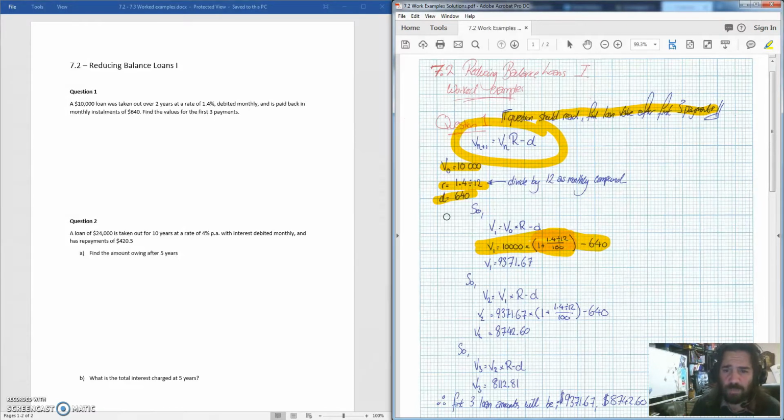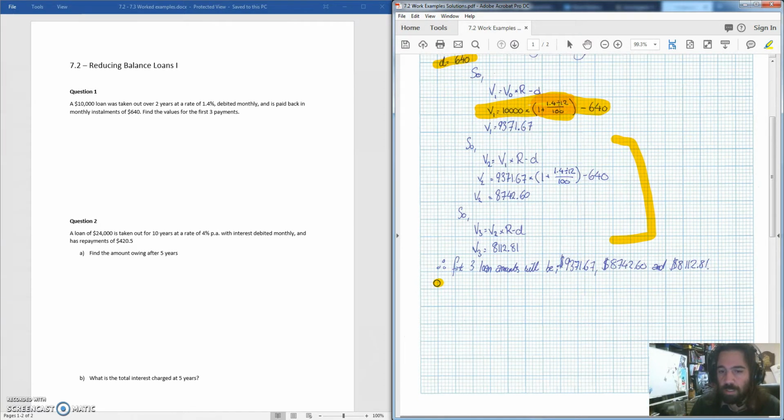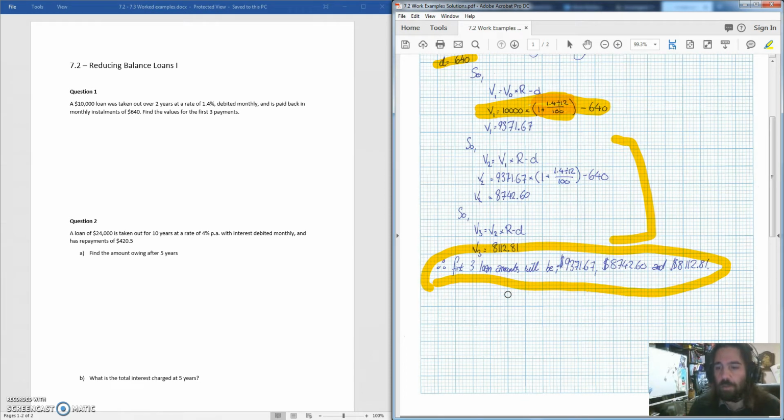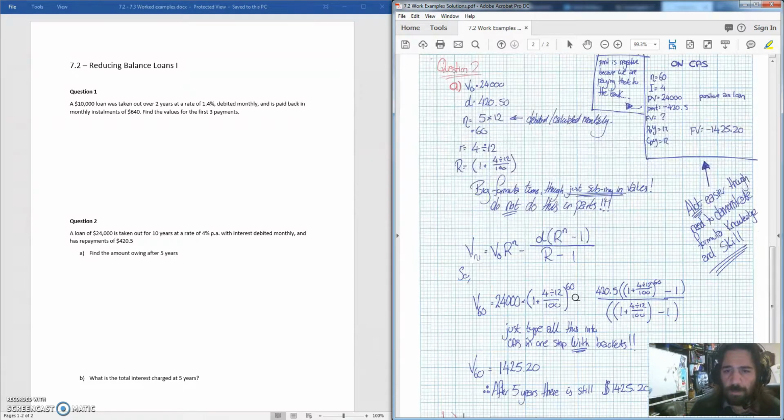The question does ask for 3, so you're going to have to do that calculation 2 more times, which is what we've got down here. And as per usual, at the end, you are definitely going to have to put that statement. So therefore, the 3 loan amounts will be, and state them there. You will notice that these loan amounts are going down over time. That makes sense because we've taken out a loan and we have to pay it back. So by the end, we should have an account of 0 after however long we need to pay this bank account off. Let me scroll down to number 2.